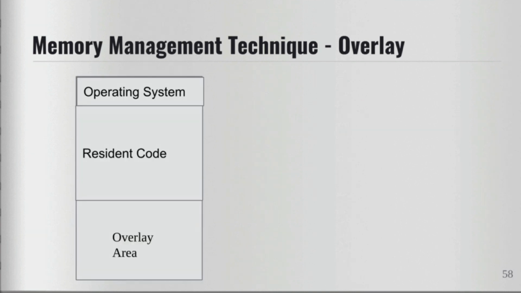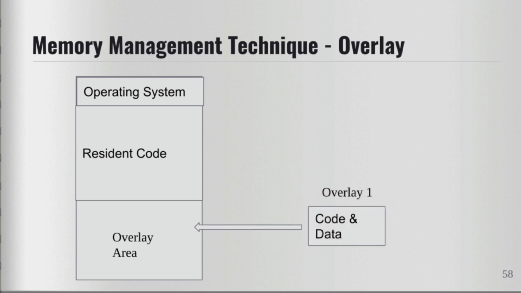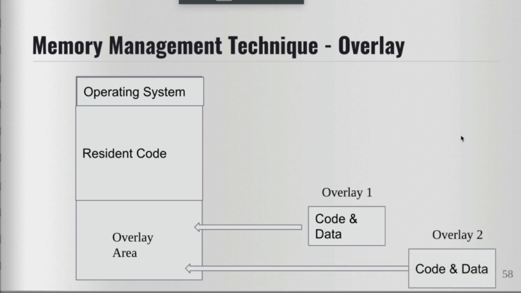All right, so let's say we have the operating system, we have the resident code, and then we have the overlay area. Overlay 1 can come into the overlay area, which has the code and data, when it needs to be executed. Once it's done, it moves out, and then overlay 2 comes into the overlay area as and when needed. So one at a time.